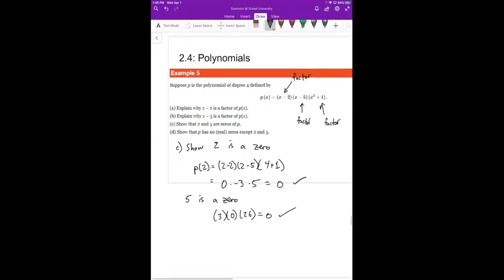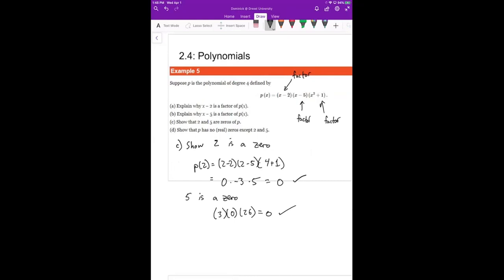Now, of course, these are the only real ones because if you look at the other factor, x squared plus 1, we said that this has no zeros. So the only zeros are going to come from the other factors, which are the 2 and the 5. So of course, 2 and 5 are the only zeros.